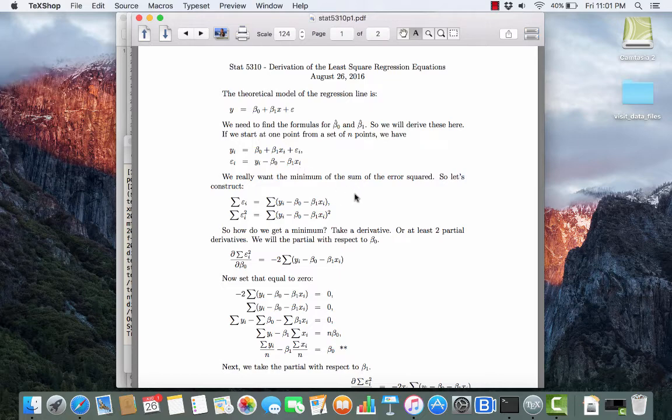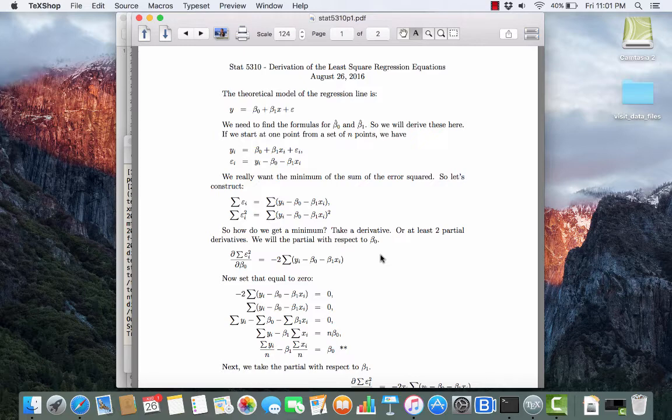Okay? So what I want to do is get the minimum of the sum of the errors squared. So I'm going to put this together in a couple of pieces. The sum of the errors, that's the sum of the e sub i's, is the sum of the right-hand side, the y i minus beta 0 minus beta 1 x i. But if I just take the sum of the errors, that actually goes to 0. So I want the sum of the errors squared. So I square left-hand side, I square right-hand side.